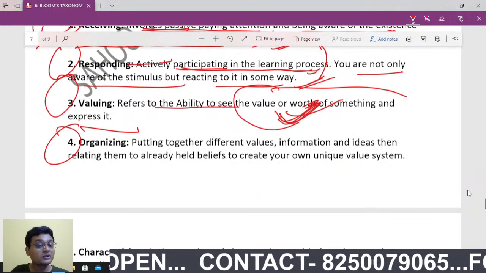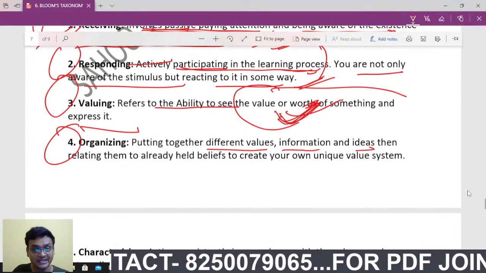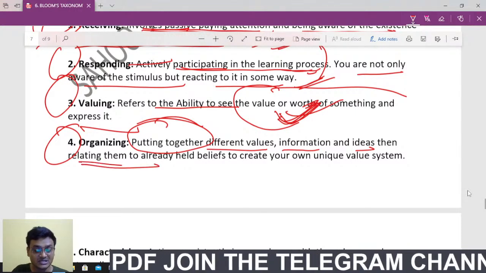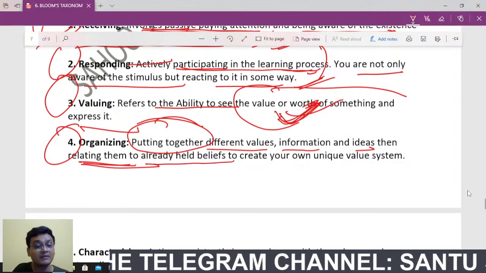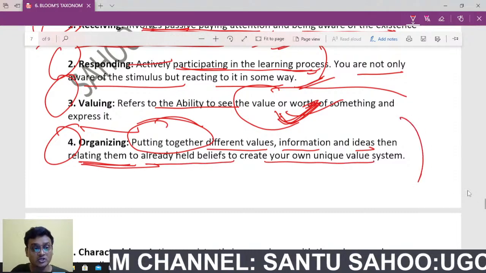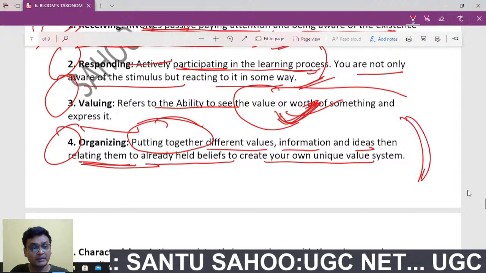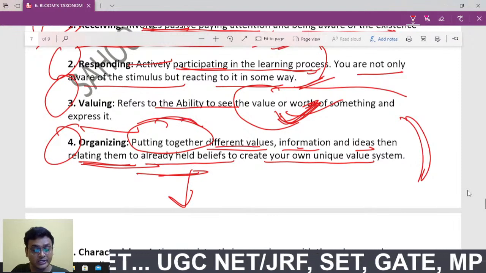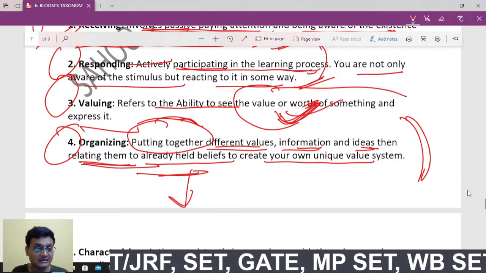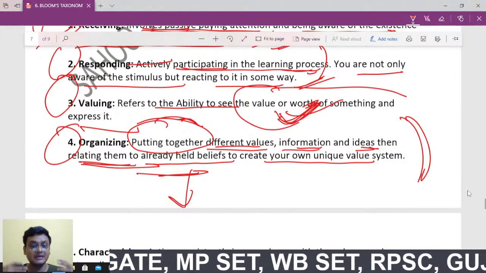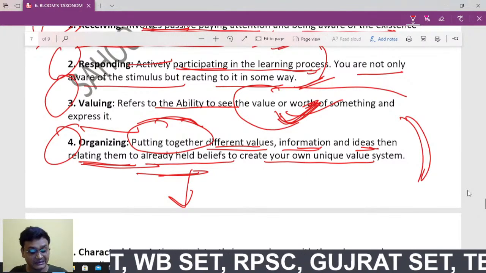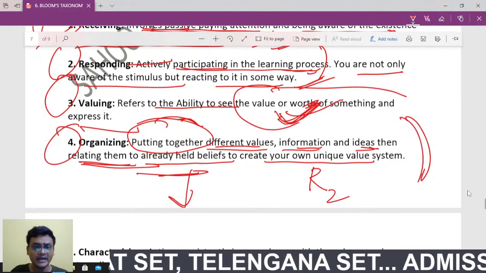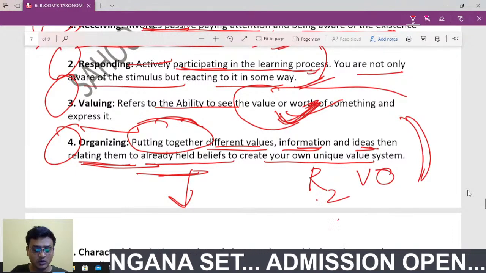Organizing क्या होता है? Putting together different values को, information को, ideas को एक साथ में क्या करना है? Organize करना है, put together. Then relate करना है to already held beliefs to create your own unique value system. जो पहले से already beliefs हैं, कुछ तो beliefs हैं, लेकिन हम लोग क्या कर रहे हैं? Different values को, information को, ideas को पहले relate कर रहे हैं और relate करके उसको हम नया एक own unique value system create कर रहे हैं, that is organizing. So discussed receiving, responding, valuing.